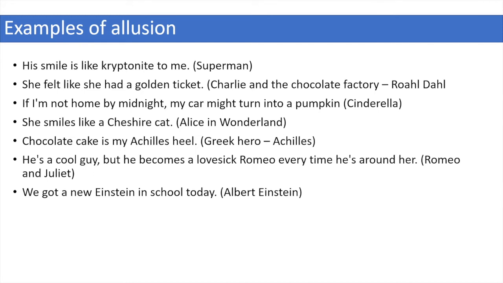He's a cool guy, but he becomes a lovesick Romeo every time he's around. This is a direct reference to Shakespeare's Romeo and Juliet. Romeo is a lovesick character and is an exact reference to how we've used it in the sentence. We got a new Einstein in school today. This is a reference to Albert Einstein, the famous mathematician.